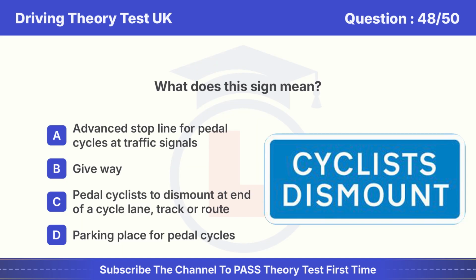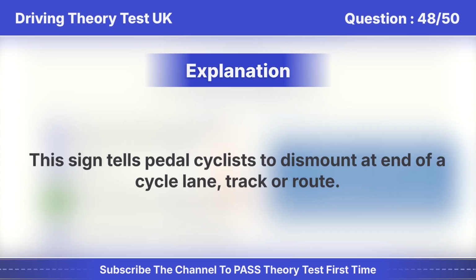Question 48. What does this sign mean? Answer is C. Pedal cyclists to dismount at end of a cycle lane, track or route. This sign tells pedal cyclists to dismount at end of a cycle lane, track or route.